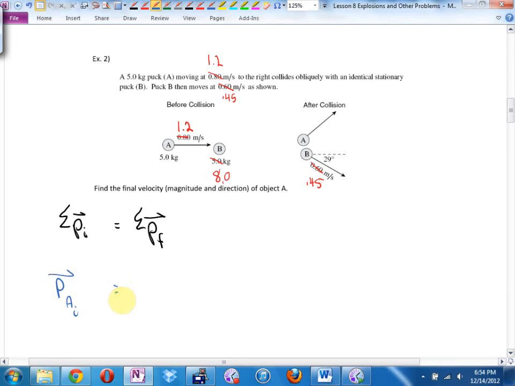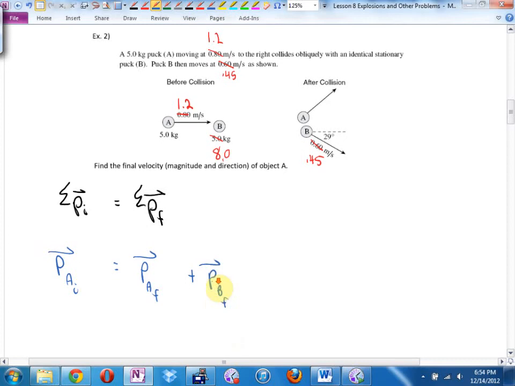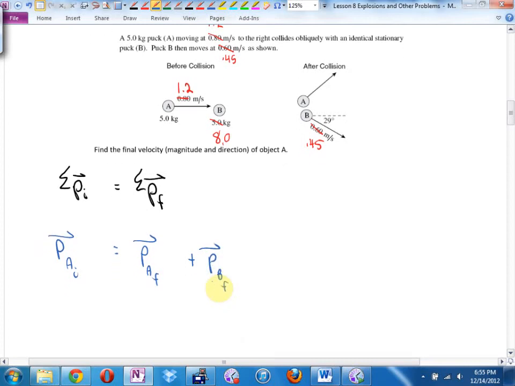Wham! They collide. After the collision, what's moving? Mass A, mass B, or both? Both. So we have momentum A final. Stuck together or separate? Separate. Momentum B final. So far, we haven't done anything different from linear momentum, but now we're going to carefully draw a picture.